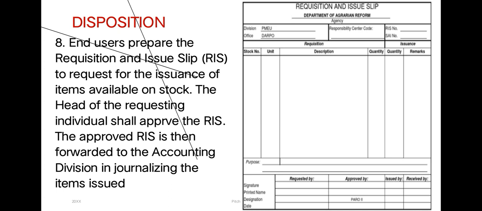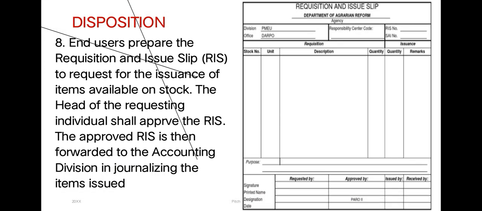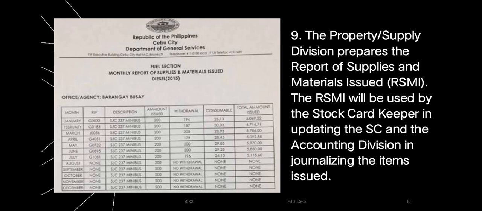So, itong form na to should be in 3 copies. Yung isa is for accounting division, second copy is sa end user, then third copy is sa property supply division. Itong RIS din is patunay na ni property supply division na wala na siyang accountability sa supplies once na na-issue niya na. Next, the property supply division prepares the report of supplies and materials issued.